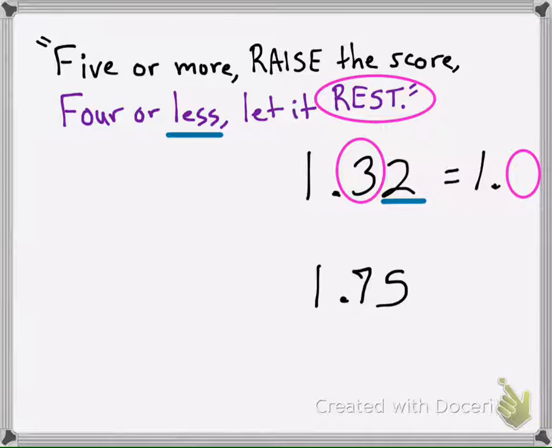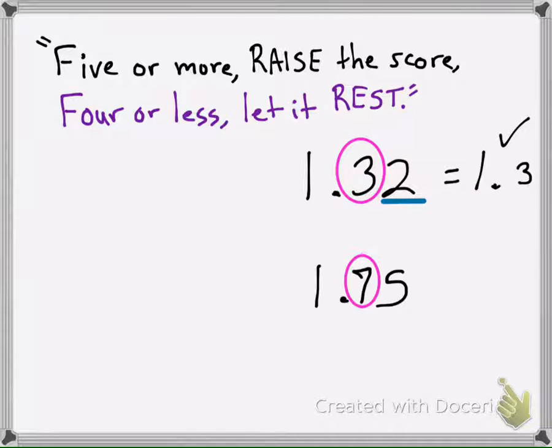It's going to stay the same. So that means that my answer is going to be 1 3/10. Now we're going to do the second number. So now we're looking at the 7. We're going to round to the tenths place.